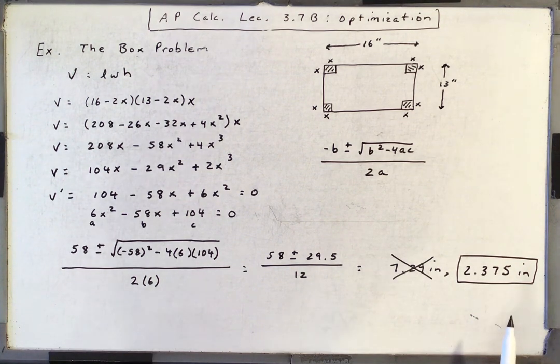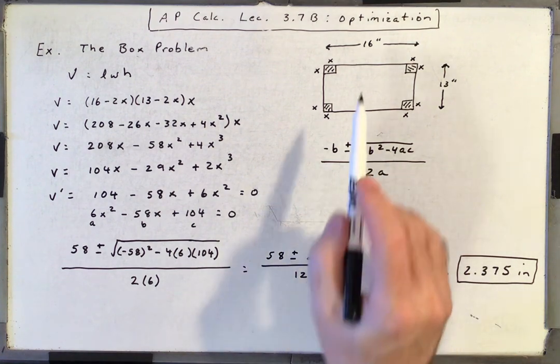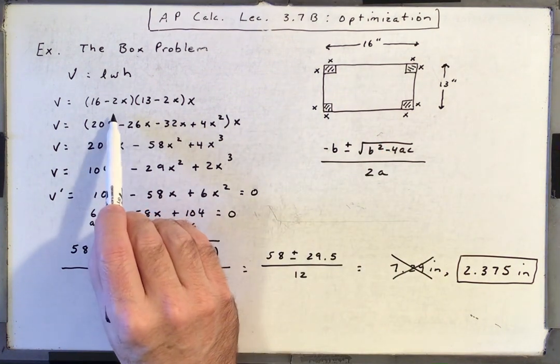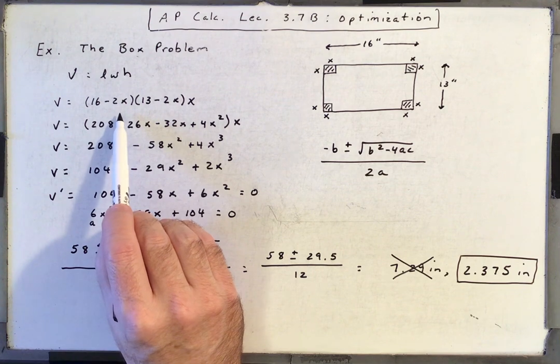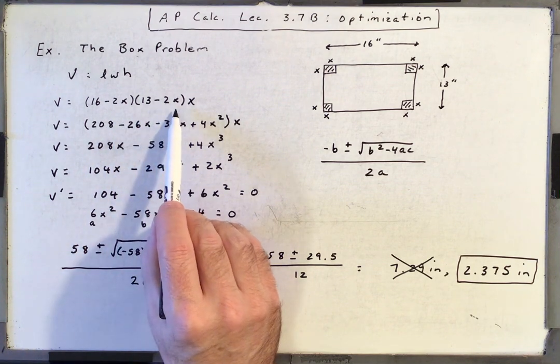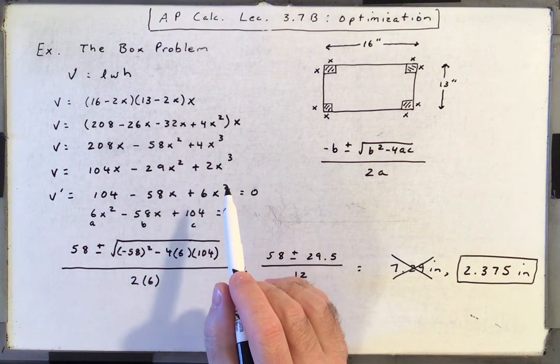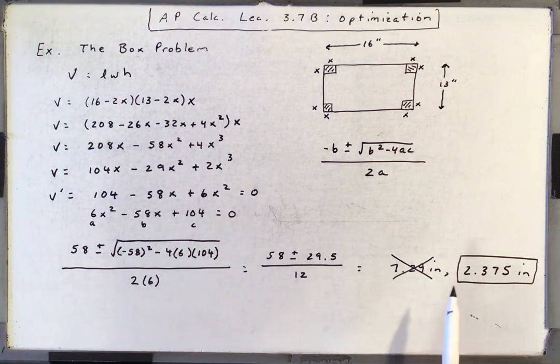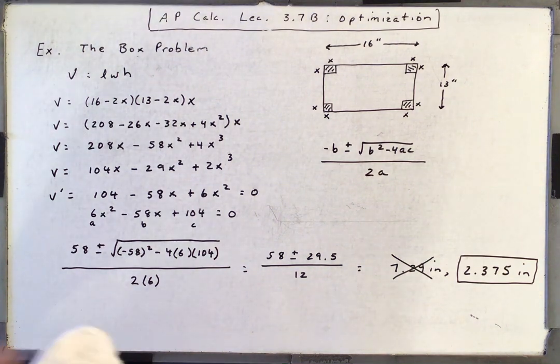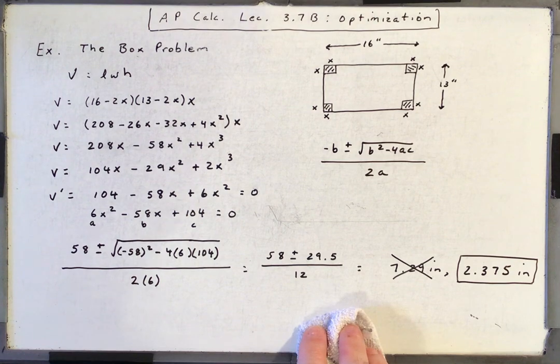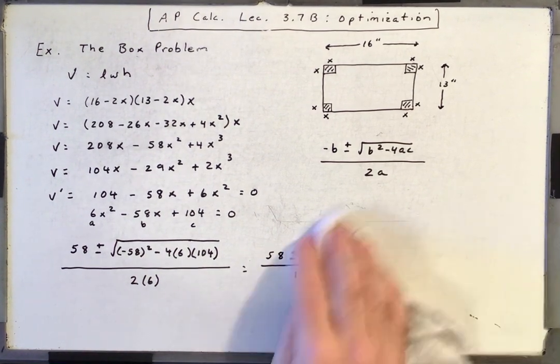And then if it did ask for the volume of the box, you would just plug those numbers in. 16 minus 2 times 2.375 times 13 minus 2 times 2.375 times 2.375, and that would give you the volume. But it didn't, it just asked which will maximize the volume, so you don't have to go back and plug anything in. But be careful, because on the test I might ask you to plug the numbers in on these types of problems and give me what the final volume is. All right, we got one more to do.